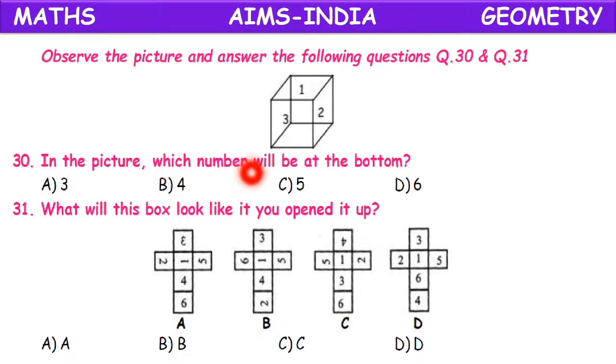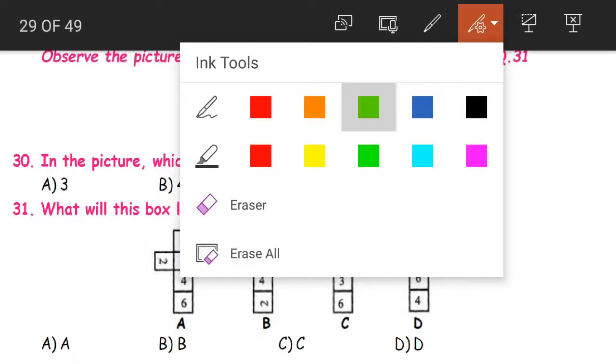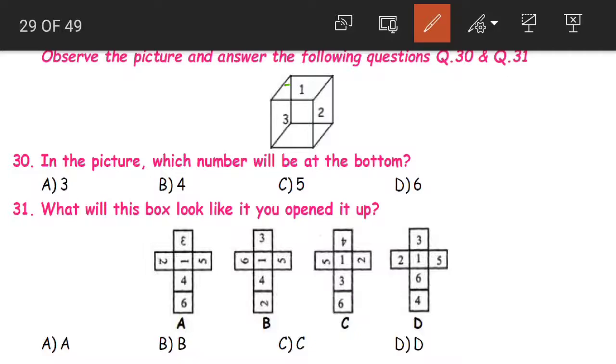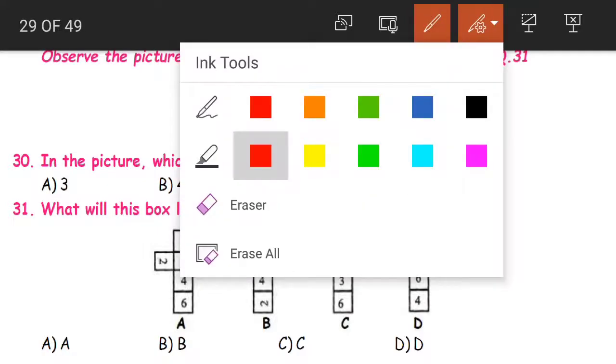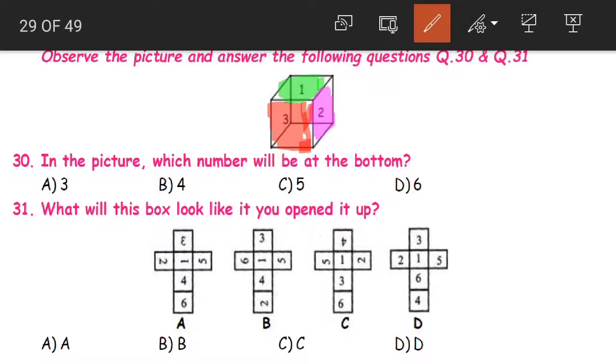Now in the picture, which number will be at the bottom? Now here, see, this is a cube. The face at the top is 1, at the side is 2, at the front is 3. Understood, children? 1, 2, 3. Okay. Now at the bottom means here, you can see slightly orange. Yes, this one, right? So at the bottom, which number can we find? Will we find 3, 4, 5 or 6?